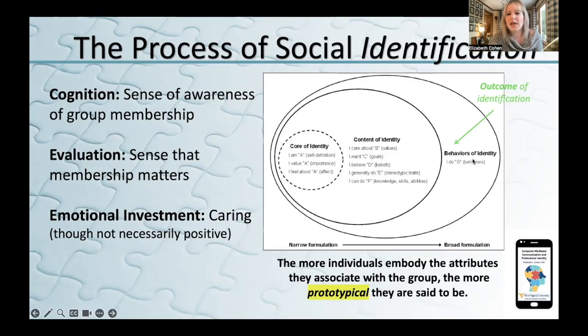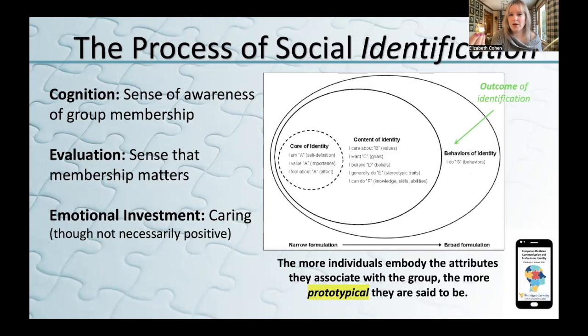And then you've got the behaviors of identity, like you enact an identity by doing things that you think are prototypical. That's another nice vocabulary word down there. Because again, if we think about belonging to a group, we have to have an idea in our mind about what a typical group member is like.